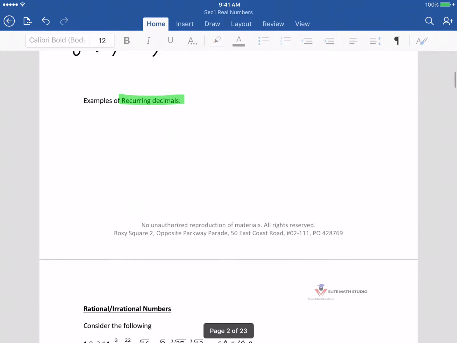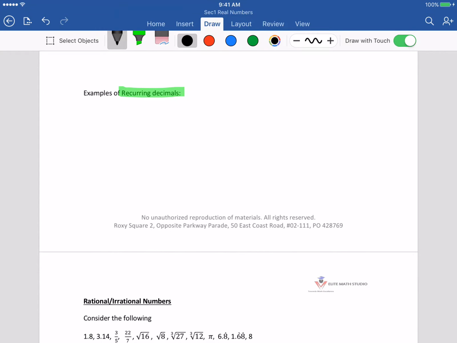Next one, what are recurring decimals? Recurring decimals are decimals like 1.111111111. These are called recurring decimals. They have never-ending ones. So how do you express it? The answer will be just 1.1 with a dot on top. Next, maybe we have 1.232323. You can see the pattern is 2 and 3, 2 and 3. So the answer is 1.23, and you put 2 dots on top of the 2 and the 3.